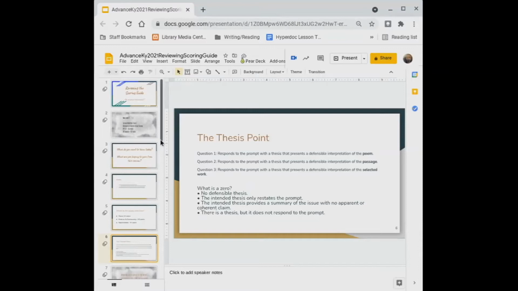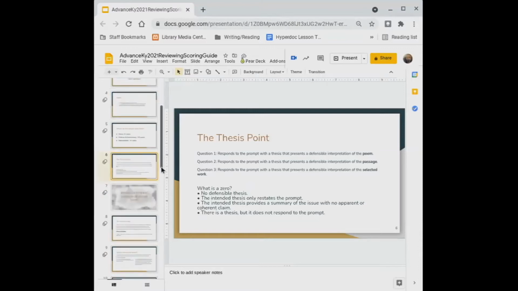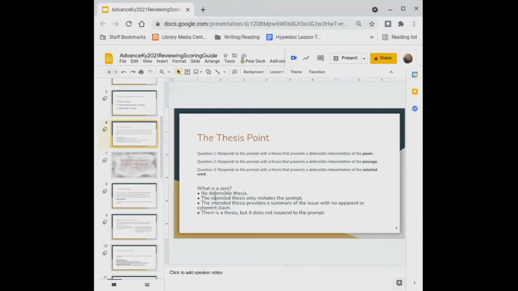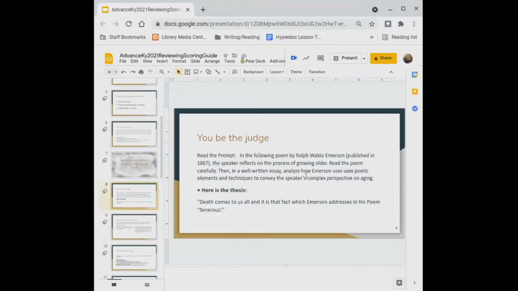If you aren't earning the thesis point, usually it's because we're only restating the prompt. We're only giving a summary of the issue with no apparent coherent claim. So the biggest issue is restating the prompt.